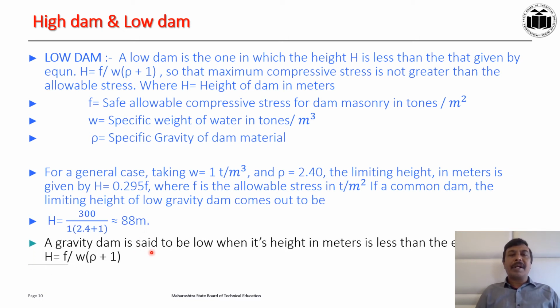Therefore, a gravity dam is said to be a low dam when its height in meters is less than that given by the equation h is equal to f upon w into rho plus 1. So when the dam is below 88 meters, the dam is called a low dam.